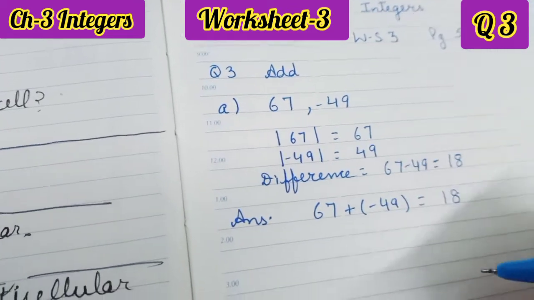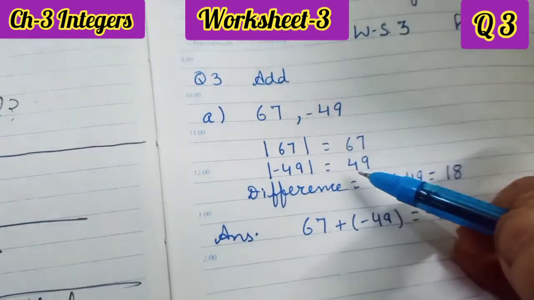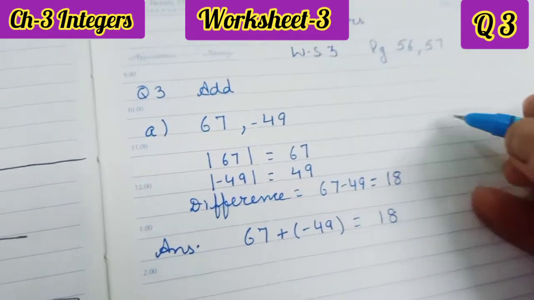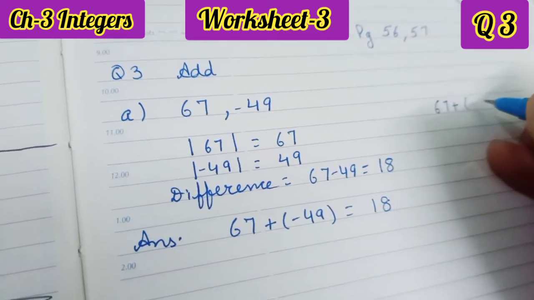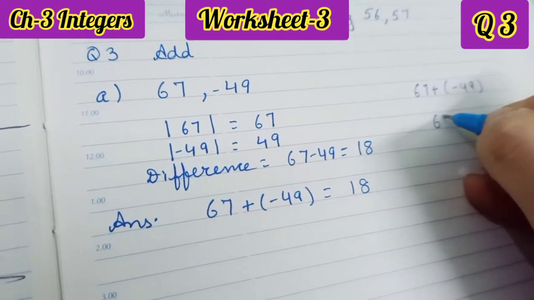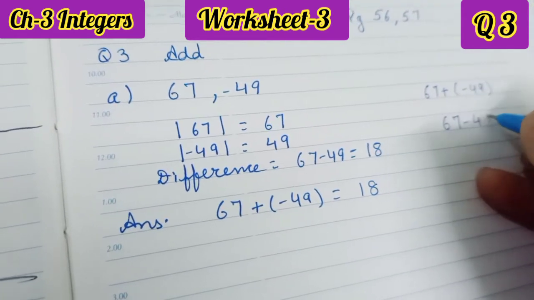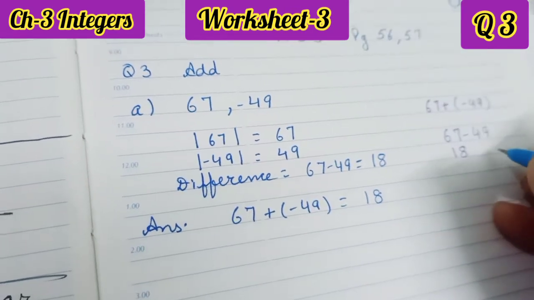Now instead of taking all these absolute values, we can do it like this also. Directly we can do the sums. So we will have 69 minus 49, and then we will get 18, and that will be our answer.